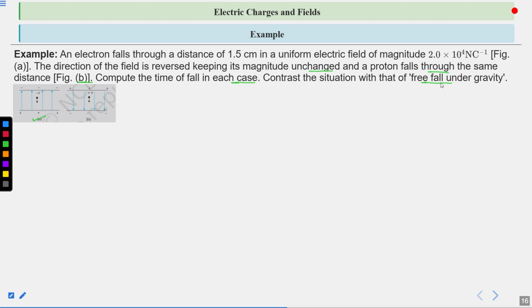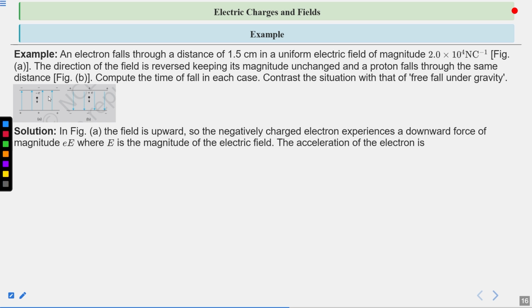Free fall under gravity means, suppose we have a ball and we drop it from this point, and the ball falls vertically downward under the action of gravity. So there is only one force, that is gravity. This is the free fall condition if we talk about a ball. So there is an electron. Let's see.